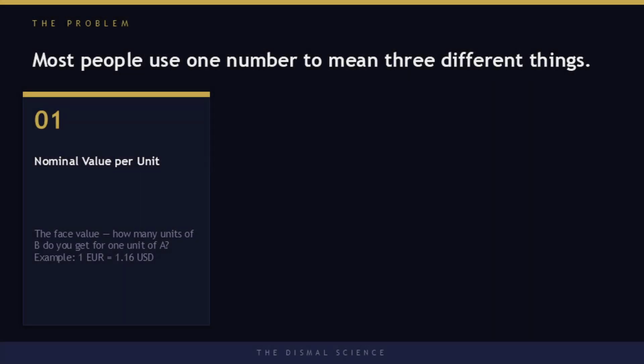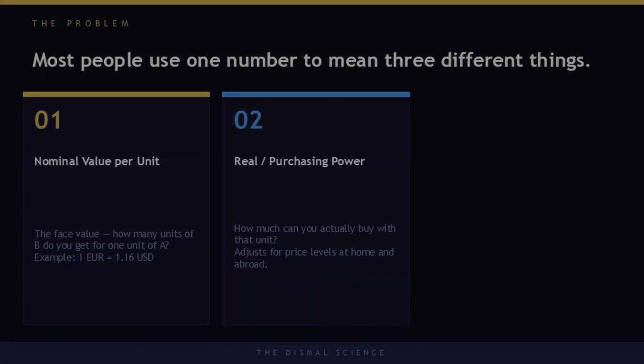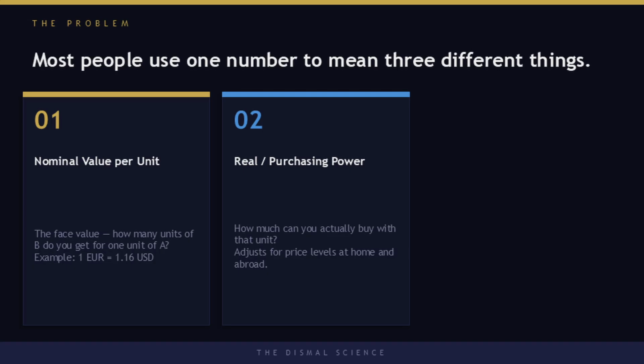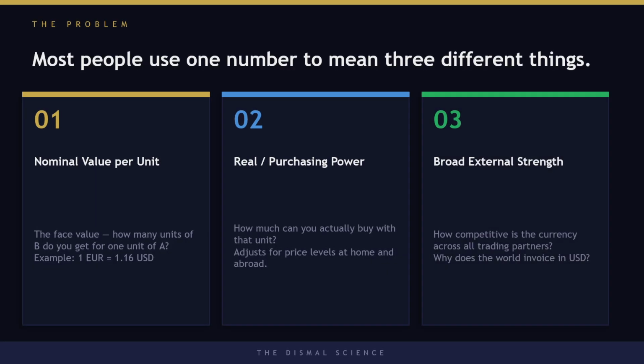There are multiple ways to assess a currency's strength. You've got three lenses here. First, you could just look at the nominal value per unit. How many euros do you get for a dollar? That's the exchange rate most people think of. Second, you could ask, how much can I actually buy with that unit in terms of real goods and services? That's purchasing power. And then third, you could zoom out and look at it from a global perspective. How much does the world structurally depend on this currency? Is it actually used? And I'm going to take a look at all three because they tell very different stories.